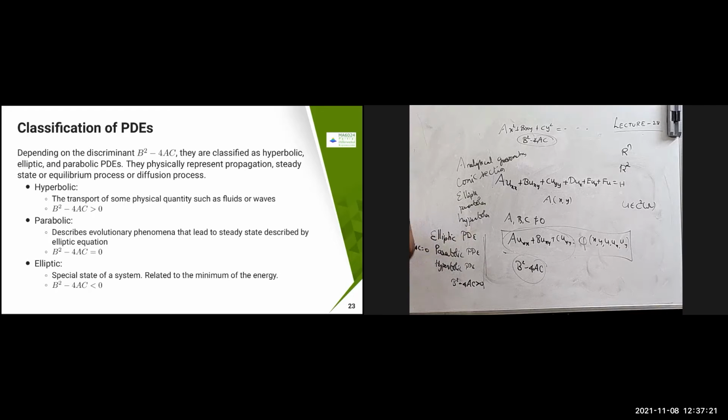For example, it is going to describe some evolutionary phenomena, how that is going to evolve, and that is going to lead to the steady state, etc. We will see that. And the elliptic PDE, which is the one case we are left with, is when b squared minus 4ac is less than 0. In that case, it is called an elliptic PDE. This is something related to the energy and the spatial state of a system, etc.